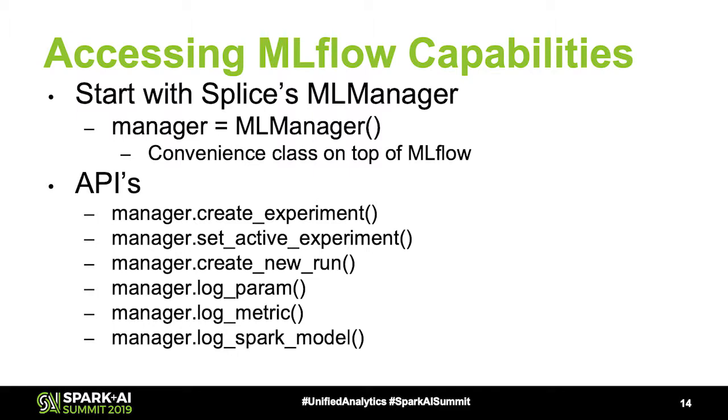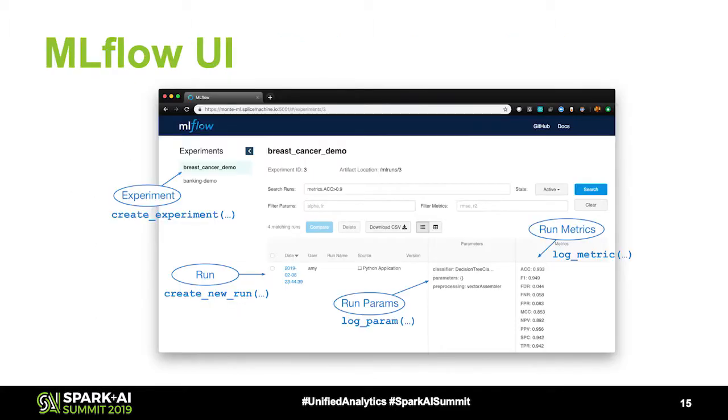You're creating experiments. We have a set active experiment call as well, so that you can hop around between experiments in your paragraphs if you like, creating new runs, and of course logging your parameters and metrics, and logging your model for persistence. And I'd like to have this slide handy to remind people where you can reference those very specific calls and how they show up in the UI.